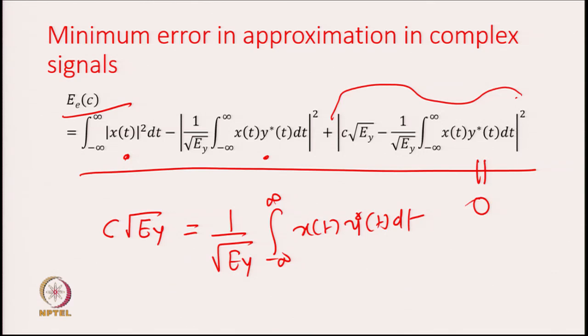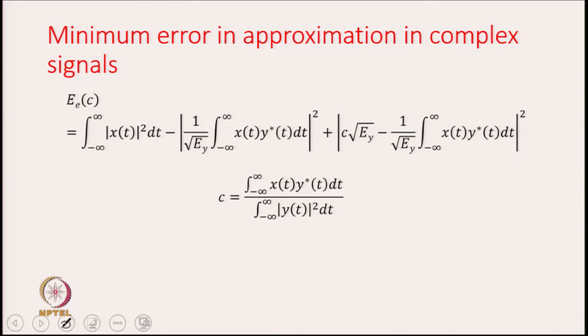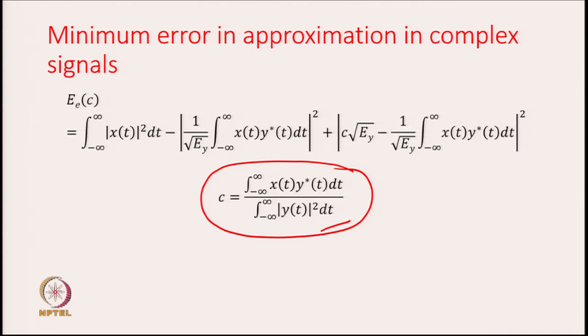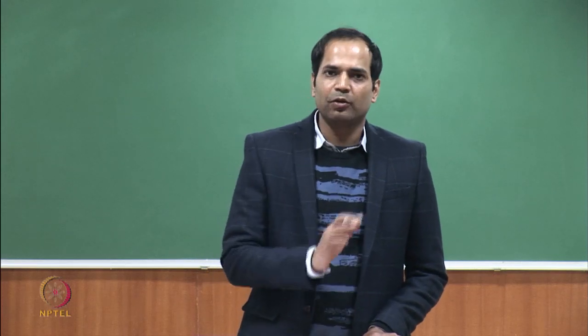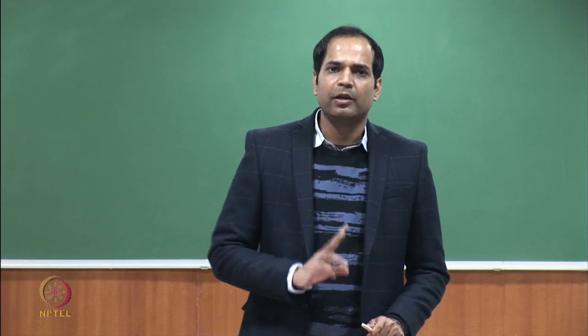Okay. So, from this we can get the value of C, which is this value, easy, right. So, for complex signals this should be the value of C which needs to be chosen if I want to express one complex signal in terms of another complex signal. And let us now do the same thing as we did for real signals and vectors.